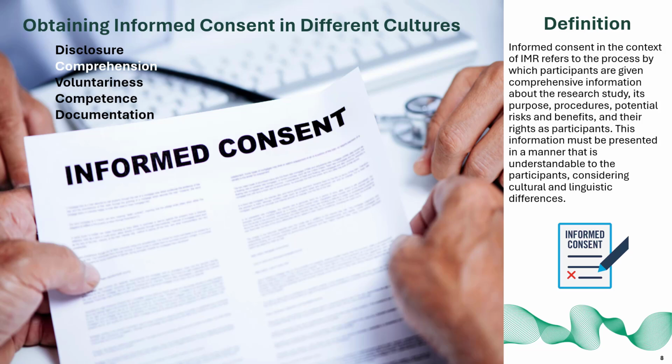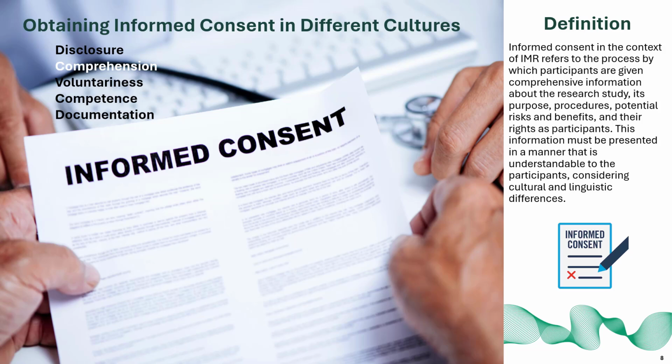In the context of international marketing research, informed consent refers to the process by which participants are given comprehensive information about the research study, of course: its purpose, procedures, potential risks and benefits, and their rights as participants. This information must be presented in a manner that is understandable to the participants, taking into account cultural and linguistic differences. The key elements of informed consent in this context include the five that I have listed on the chart, and let's talk a little bit about those, starting with disclosure.